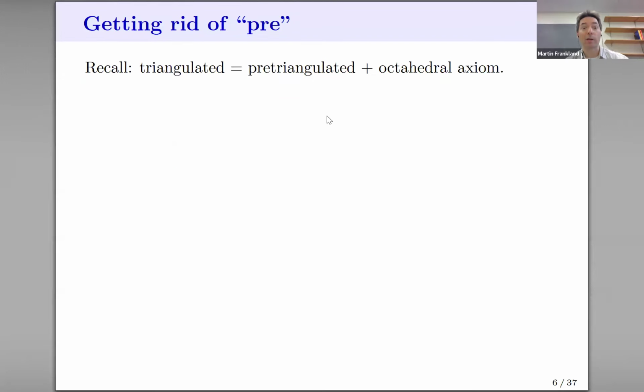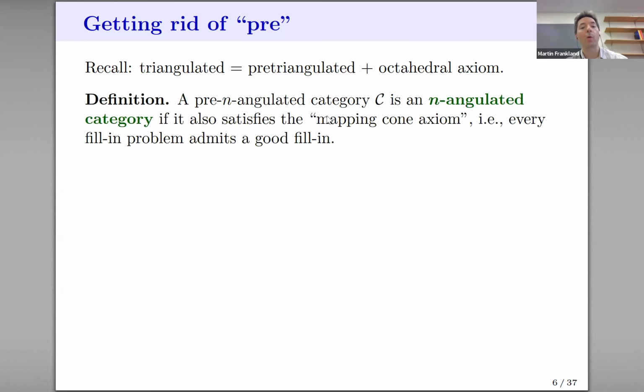But what about triangulated? If you want to remove the pre, you need to assume the octahedral axiom. That's this extra axiom built into the definition. And for a pre-n-angulated category, we'll call it n-angulated, if it satisfies an analog of the octahedral axiom.